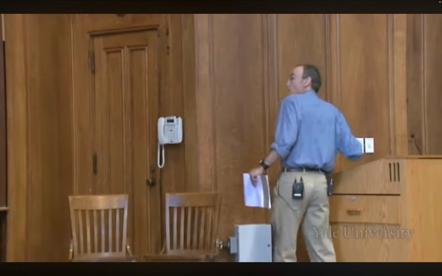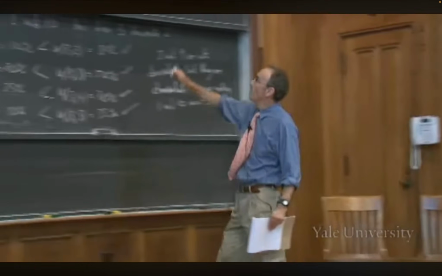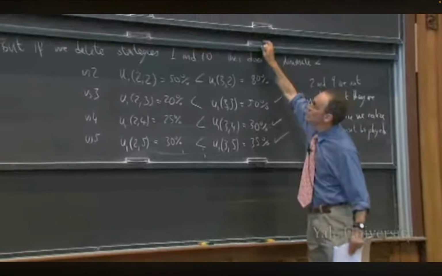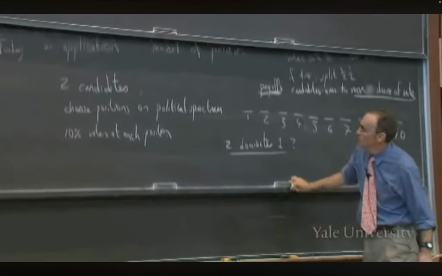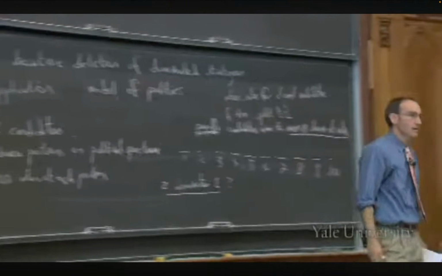Okay, so where are we going here? Where is this discussion going to end up? Let's come back to our original game. We've argued that 1 and 10 shouldn't be chosen because they're dominated. We've argued that once we realize those aren't going to be played, that 2 and 9 aren't going to be played. What's going to end up being played?